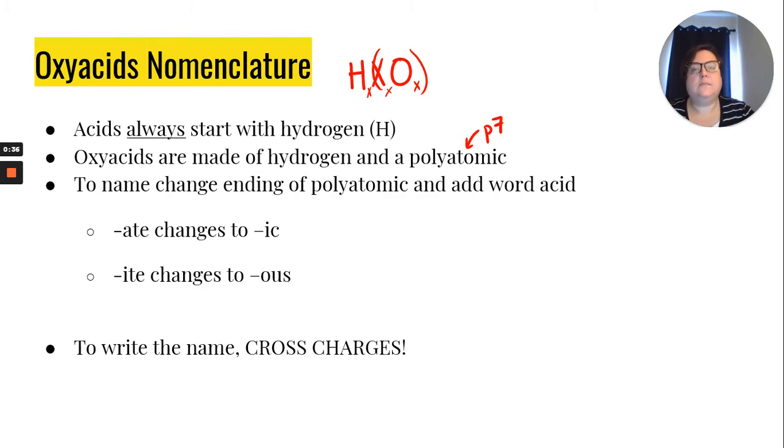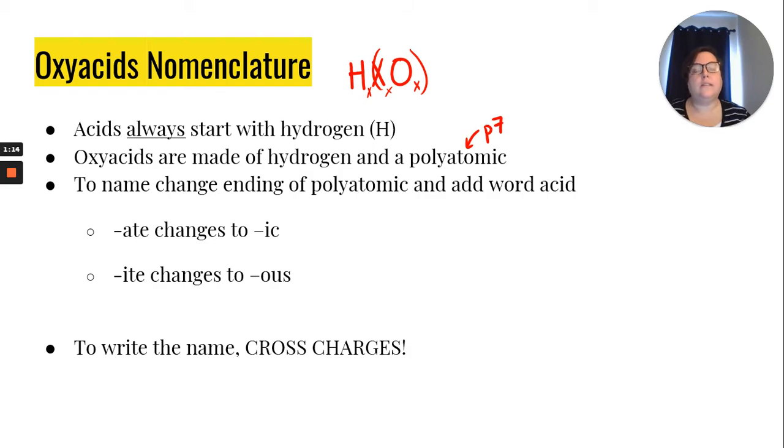To name these, we simply take the name of the polyatomic and change the ending. So if the polyatomic name ends in ate, we change it to ic. If it ends in ite, we change it to us, O-U-S. There's a little saying that you can use to help you remember that. Ate to ick: I ate and got sick. Ite to us: it's all right, you can hang with us. So that might help you remember how to change the ending.